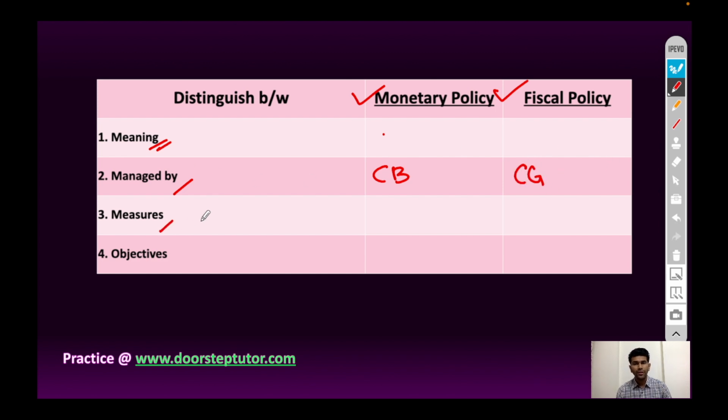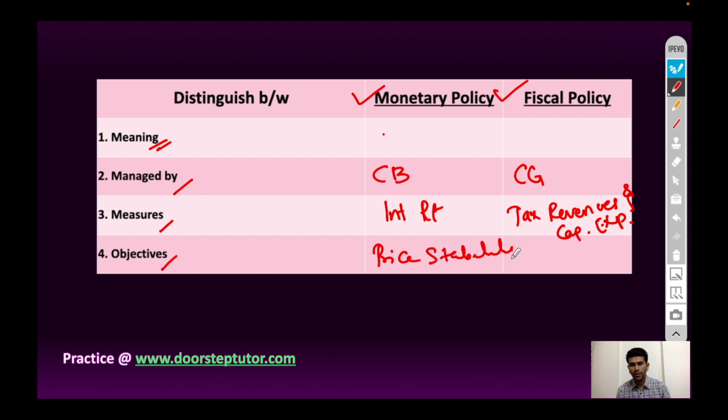Next, measures. Monetary policy measures the interest rate on lending money in the economy. Fiscal policy manages tax revenues and capital expenditure in the economy. Next, objectives. The primary objective of monetary policy is price stability, and the fiscal policy objective is economic growth. So we have discussed monetary policy and fiscal policy in detail.